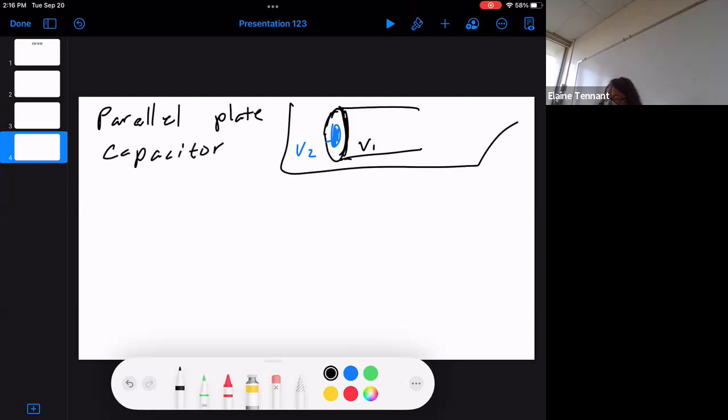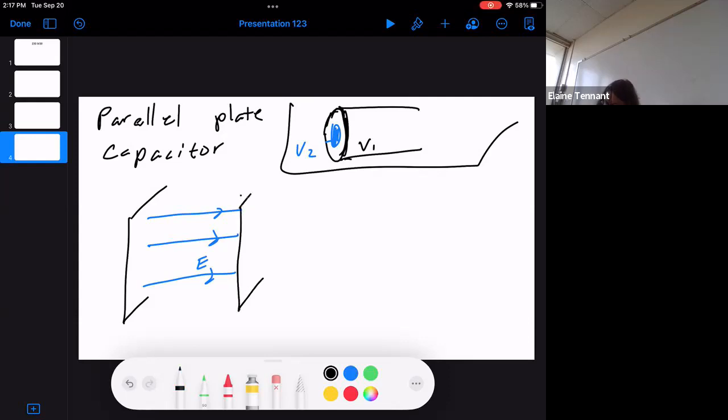And so the parallel plate capacitor is what we're going to use. So let's talk about it. So we have our 2 plates. And kind of the beauty of the parallel plate capacitor is its nice uniform electric field. That's what we really like about it. Trying to draw two parallel plates.